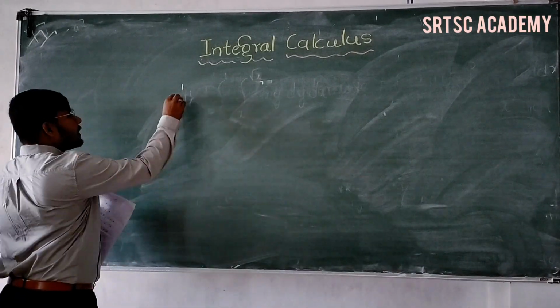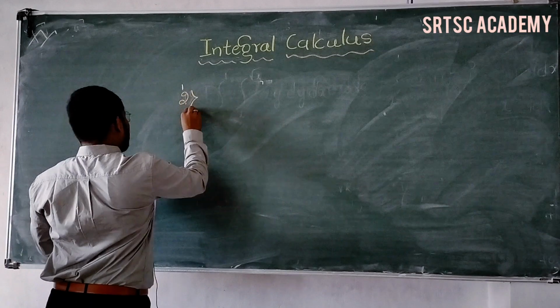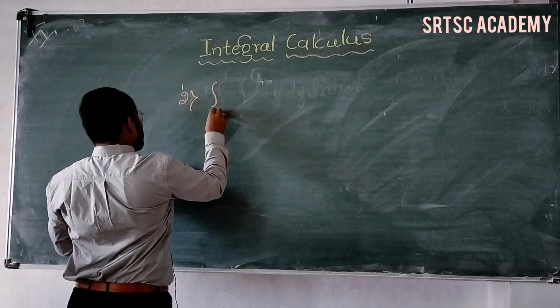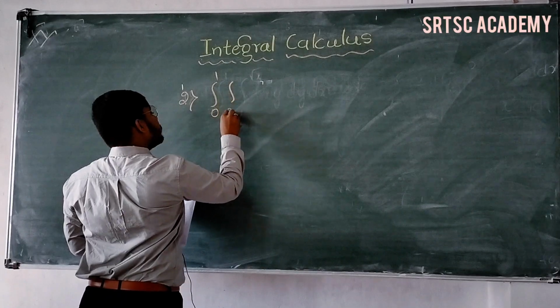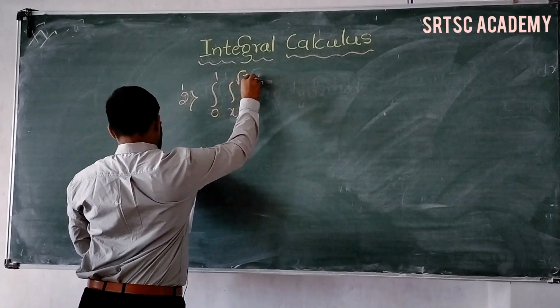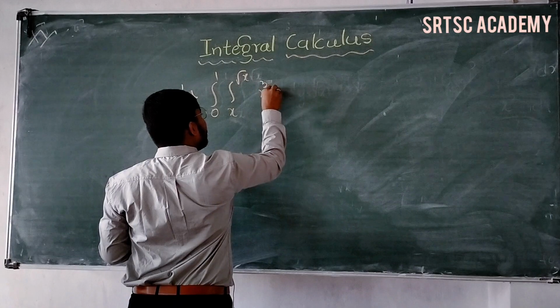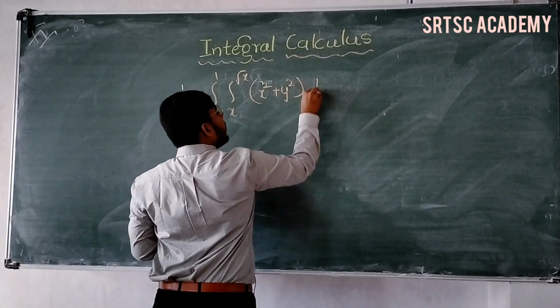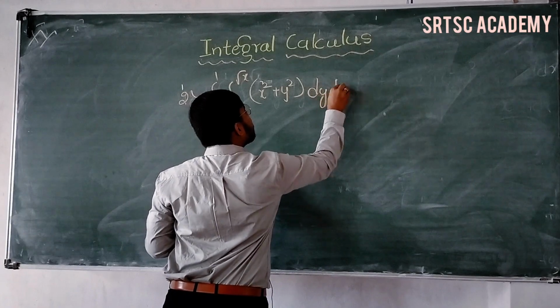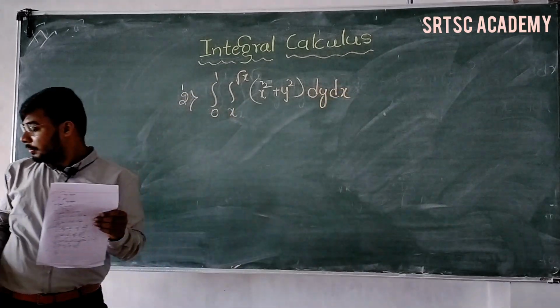Second problem is the integration from 0 to 1 and x to root x of (x square plus y square) dy dx. This is the important problem.